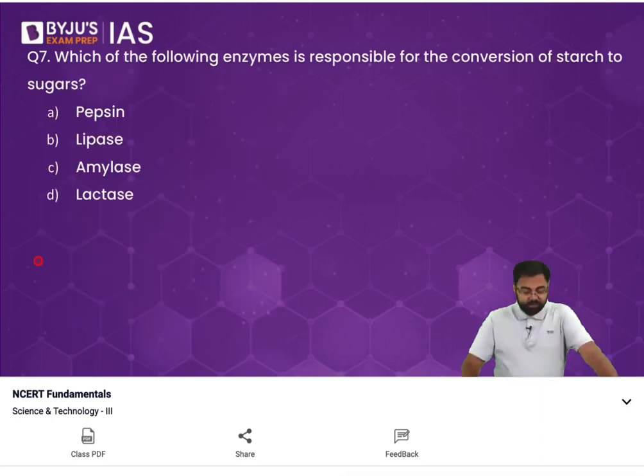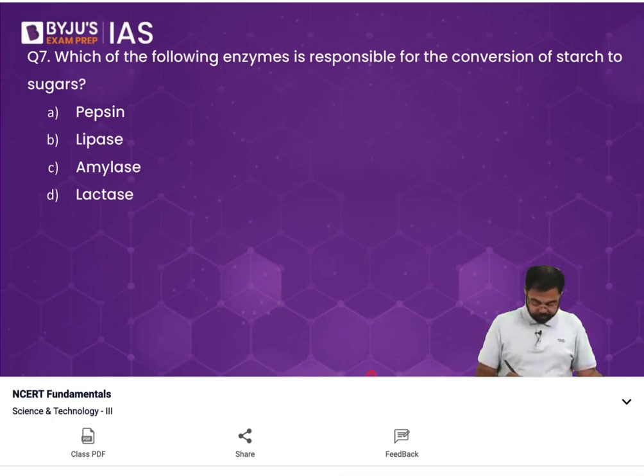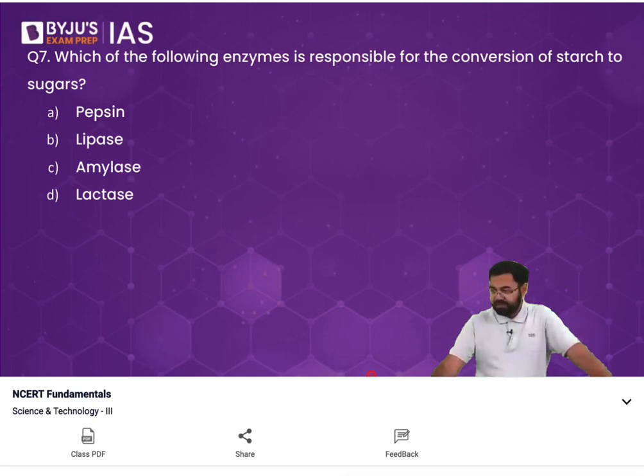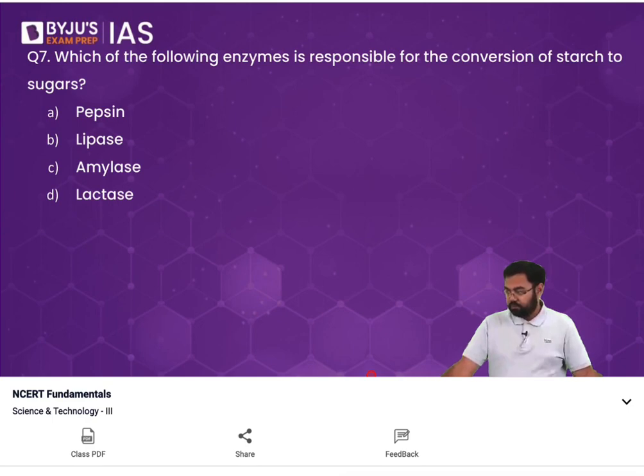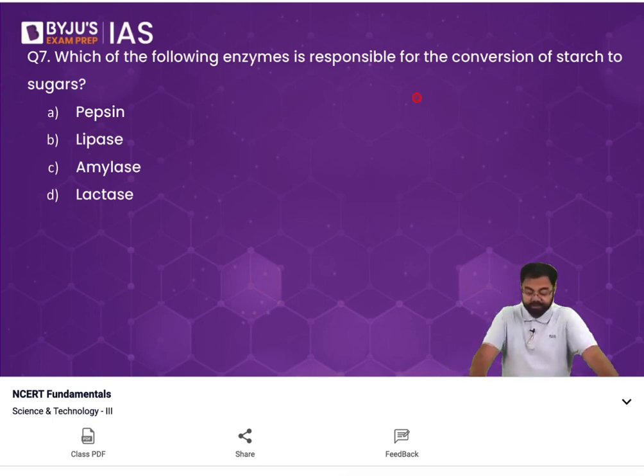All right. So next question, question number 7. Which of the following enzymes is responsible for conversion of starch to sugar? Pepsin, lipase, amylase, and lactase. These are the 4 given to you. Launching the poll. Please mark your answers. Which of the following enzymes is responsible for conversion of starch to sugar?